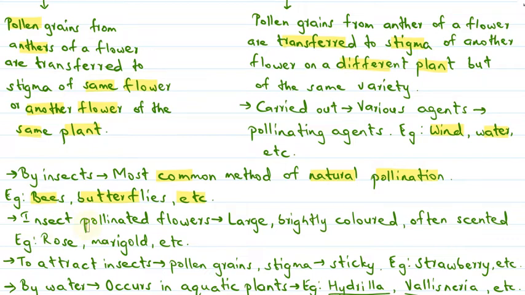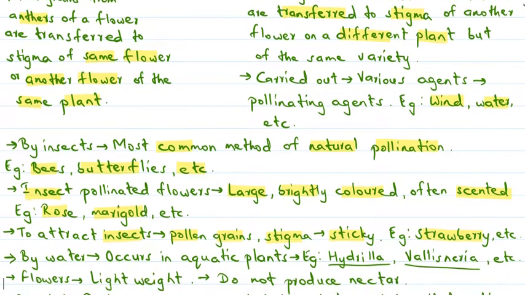So the flowers which are pollinated by insects are usually large, brightly colored and often scented, for example, in case of rose, marigold, etc. Then to attract insects, these flowers have pollen grains and stigma that are sticky, for example, in case of strawberries. Okay.